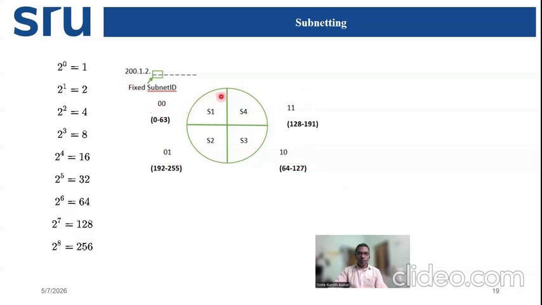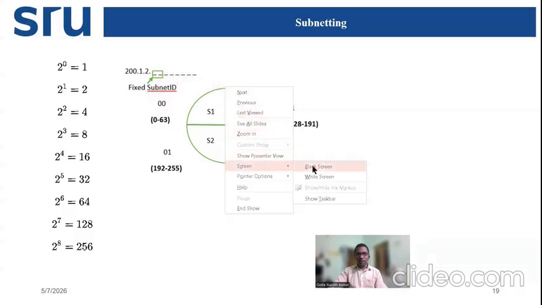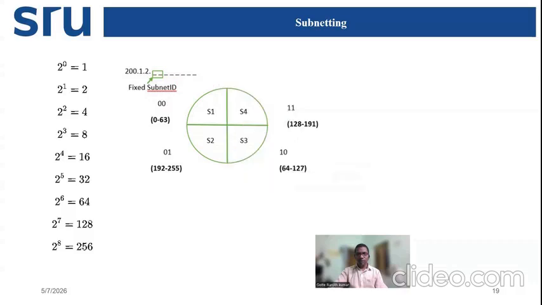So for this entire S1 network, the network address is 00. That means 200.1.2. and the first 2 bits 0. That is fixed. First 2 bits 0 means the remaining 6 bits. The remaining 6 bits start from 0 to the last value. Remaining 6 bits: 1, 2, 3, 4, 5, 6. The 6 bits start from 0, the first 2 bits will be constant 0, and like this up to the last one, 0, 0.